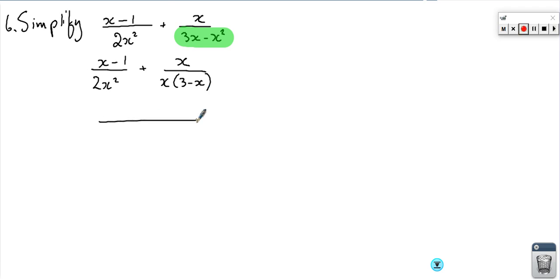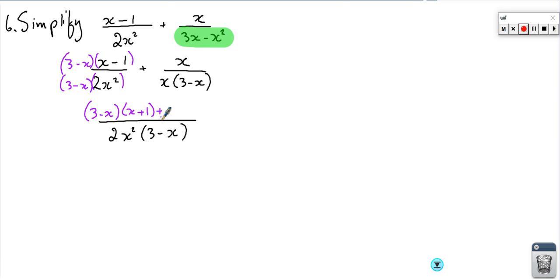So the LCM this time is 2x squared. X goes into x squared, so no need to write it down. 3 minus x. This is the highest common factor of all those terms. So for 2x squared to become 2x squared into 3 minus x, I have to multiply top and bottom by 3 minus x. So I'm going to have 3 minus x into x minus 1 plus, for x into 3 minus x to become 2x squared times 3 minus x, I have to multiply by 2x. So I have to multiply top by 2x. So I have x times 2x.